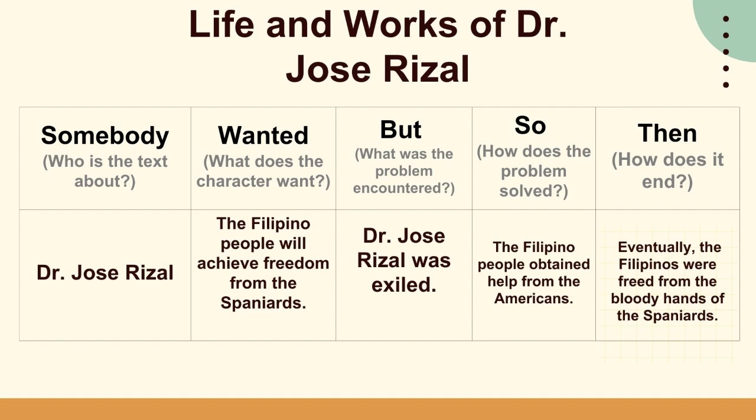So, again, if you are going to use the first technique, which is Somebody Wanted But So Then, the first thing that you have to look for is somebody, which pertains to who is the text about; wanted, what does the character want; but, what was the problem encountered; so, how is the problem solved; and then, how does it end? And if you put it into a summary or into text, it will look like this.